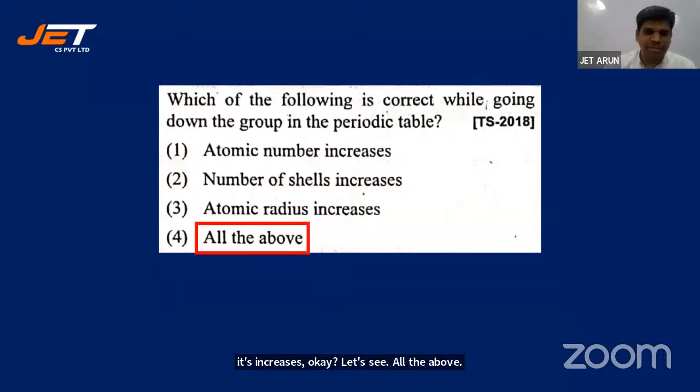Okay, let's see the answer. Absolutely right, all the above. Jyoti, you're right. Harshvardhan, Virat, Chaitanya, Vaishali, Vivo. I don't know your name, but you're right.